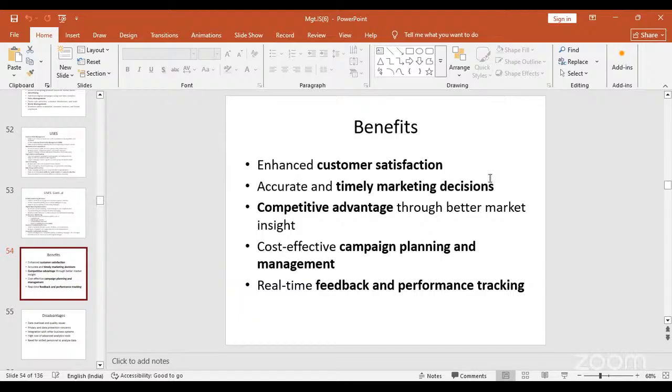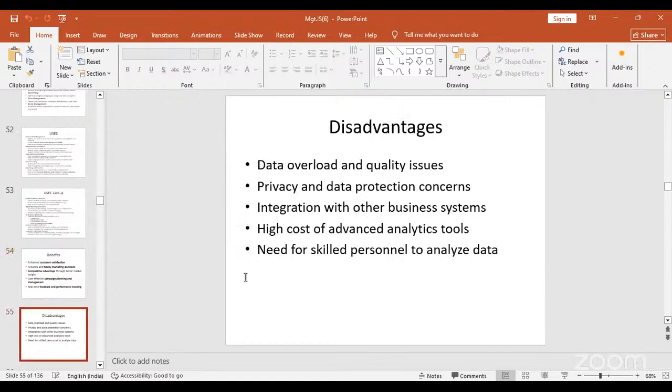If it provides some benefits, then it also faces some cons, that is, disadvantages. That is data overload and quality issues. Maximum data will be received by the information system, so it leads to data overload. And if there is data overload, then you will not be able to access the data and analyze the data accurately. Duplicate data are also there, so quality issues are also there.